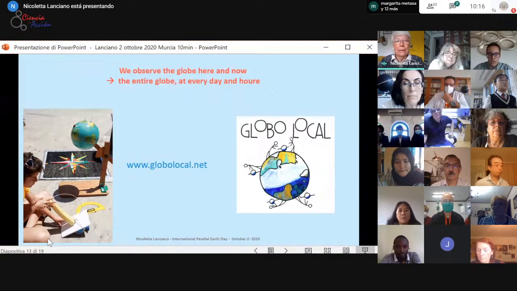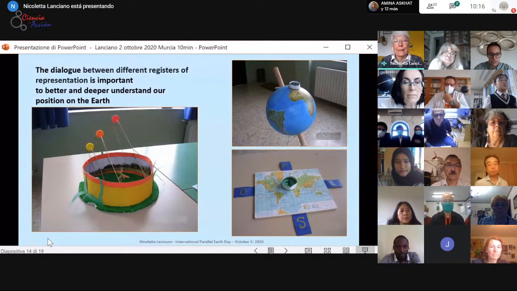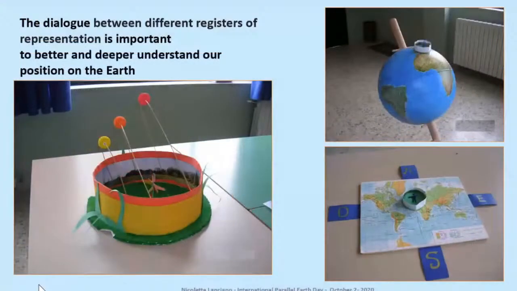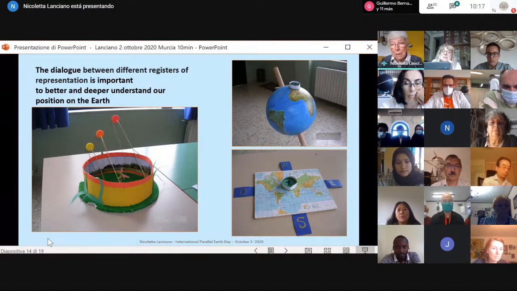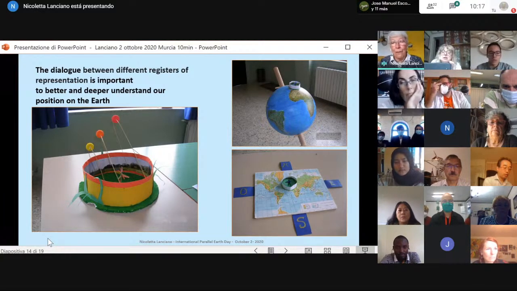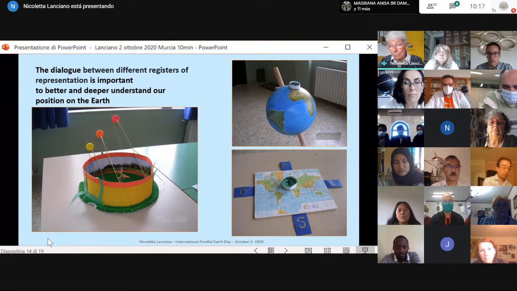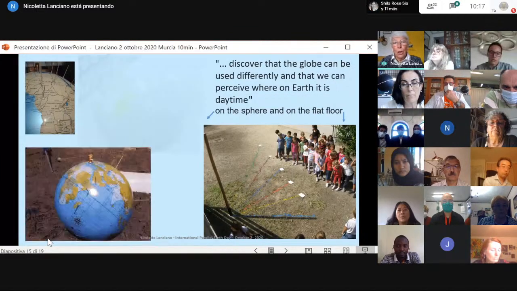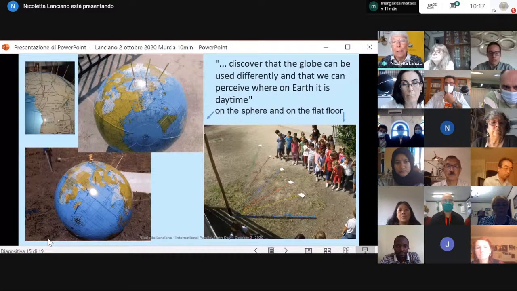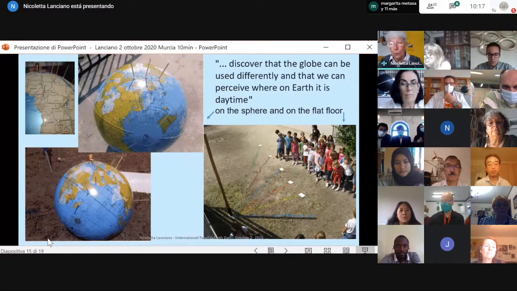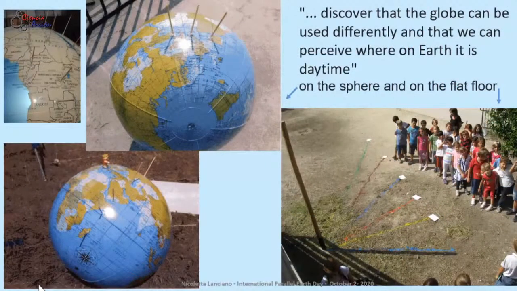And it's very important, the dialogue between different registers of representation to better and deeper understand our position on the Earth. We began with our local topocentric, our local horizon, and we put our horizon on the map, on the plane map, and finally on the sphere, on the parallel globe. So the same experience is listened, and we can reflect in different registers. It's very important because plane maps give a lot of confusion. So it's very important to see what happens on the sphere and on the floor, flat floor, because we can see the shadow in every situation.